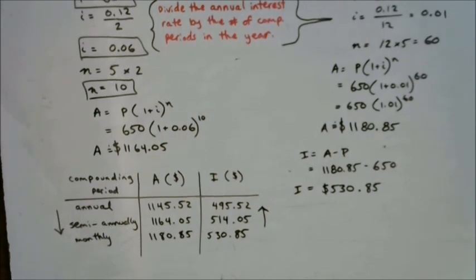Your practice problems for lesson 7.2 are on page 433, numbers 1 through 11. Just applying the different formulas and probably comparing interest under different situations.